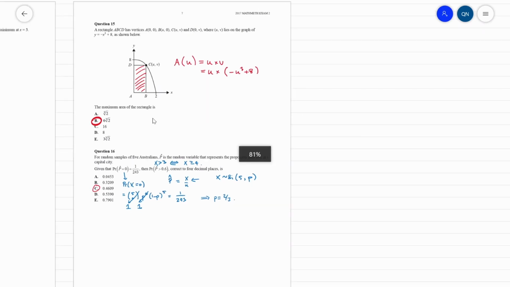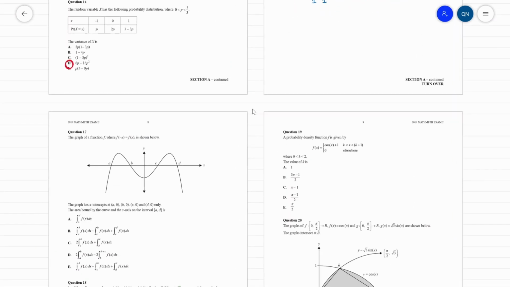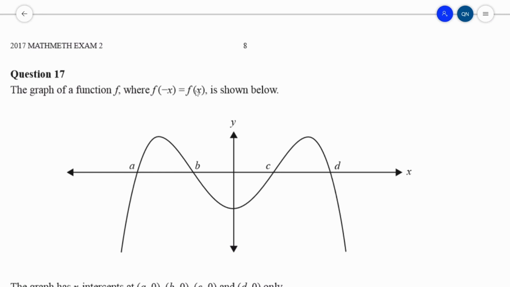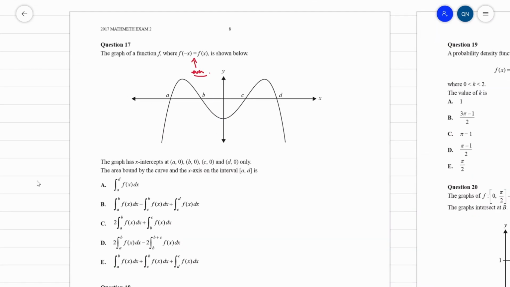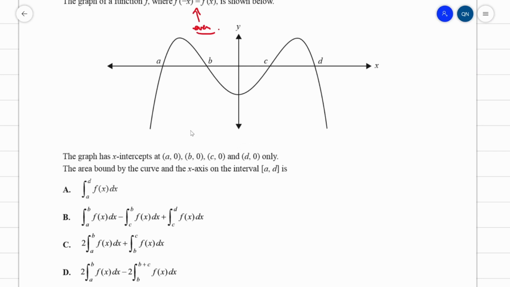All right, question 17. What do we have? The graph of a function f, where f of negative x is f of x. This just means that f is an even function, so it's symmetric across the y-axis. That's very important. The graph has x-intercepts at a, 0, b, c, d only. The area bounded by the curve and the x-axis on the interval a to d. So that's exactly this area over here.